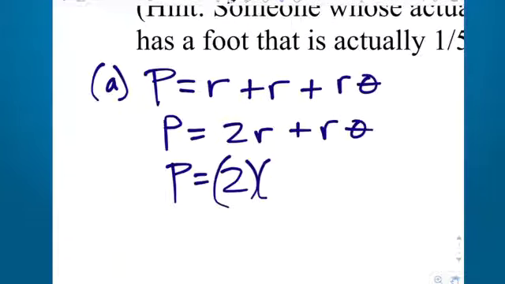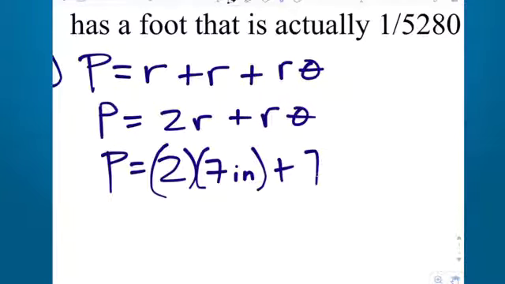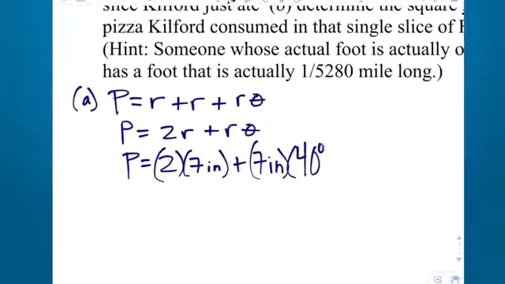2 is 2. The radius of the pizza is 7 inches. I'm going to put inches there. Plus the radius again is 7 inches. Times theta is the central angle, which is what he measured to be 40 degrees.